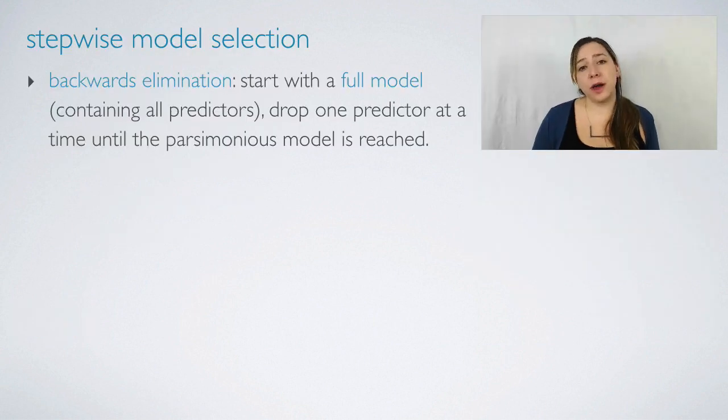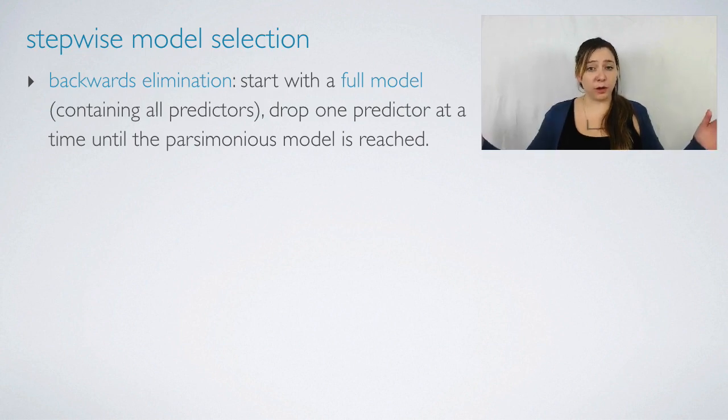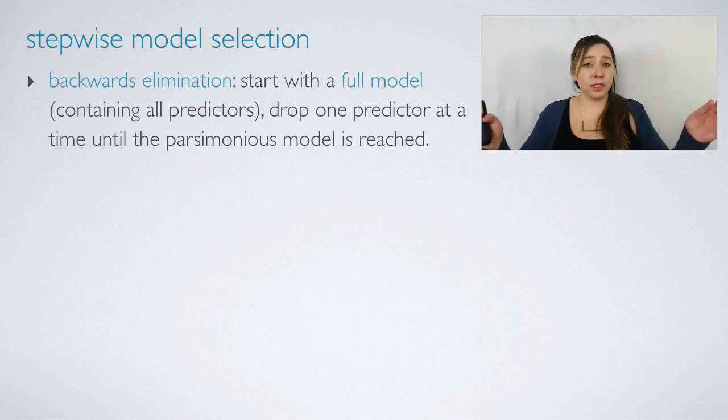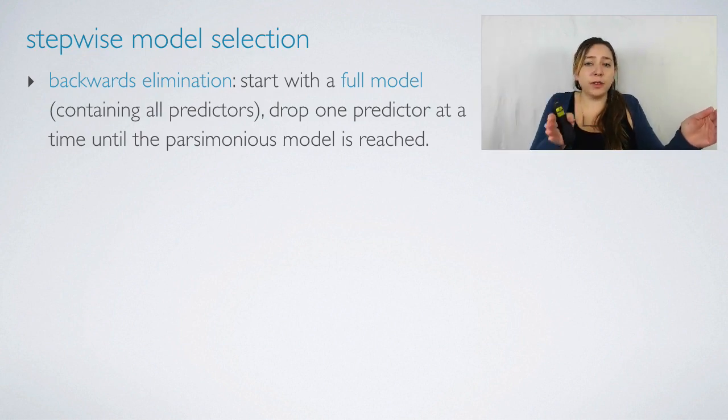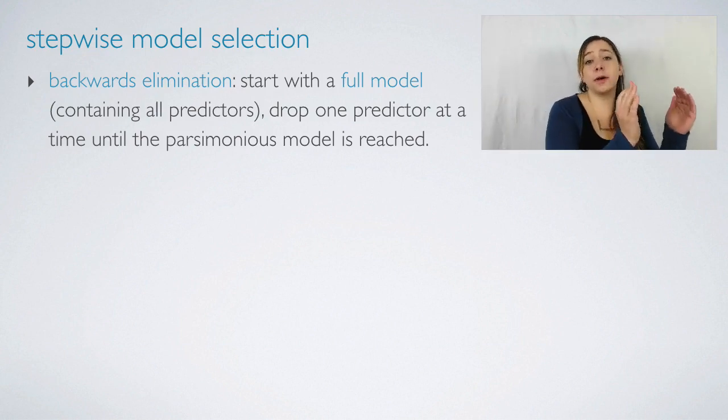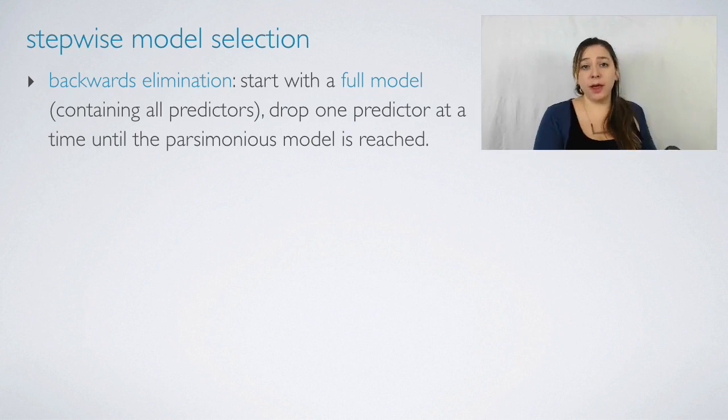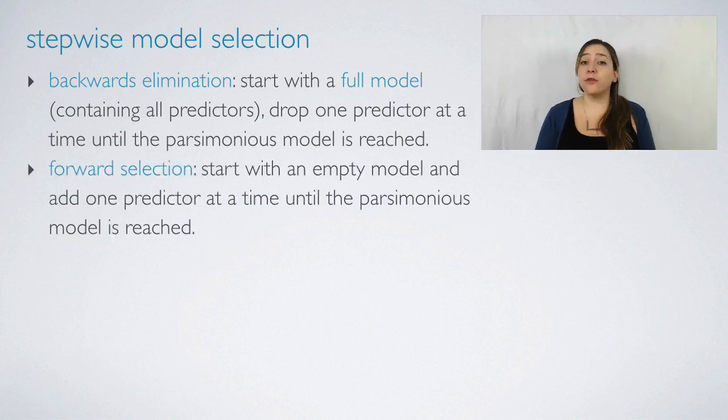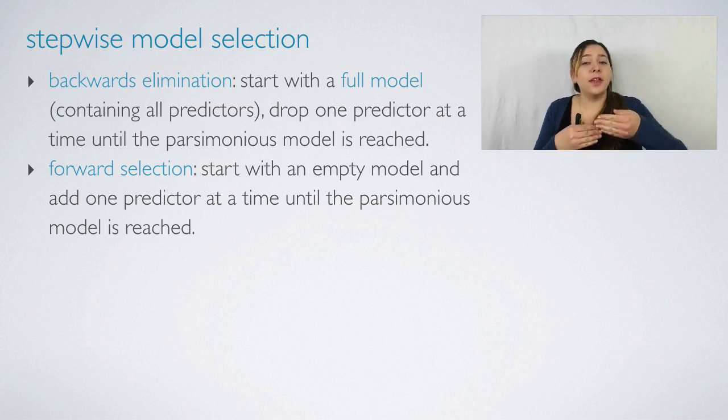One stepwise model selection method is backwards elimination. Here we start with a full model, that is a model with all possible covariates or predictors included, and then we drop variables one at a time until a parsimonious model is reached. On the other hand, we could also do forward selection, where we start basically with an empty model, and then we add variables one at a time until a parsimonious model is reached.